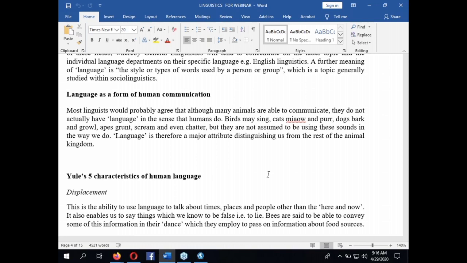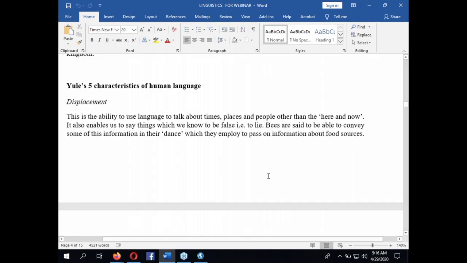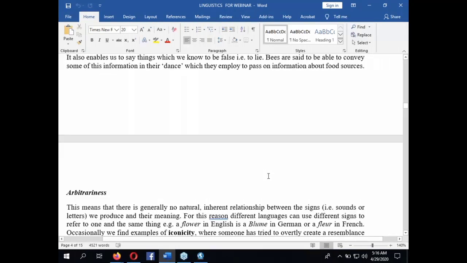Now, number 1 is displacement. Now, this is the ability to use language to talk about times, places, and people. That is, you talk about beyond the here and now. This is one thing that animals cannot do. Now, this also enables us as human beings to know what is false or what is true. This, again, could not be found in animal communication.